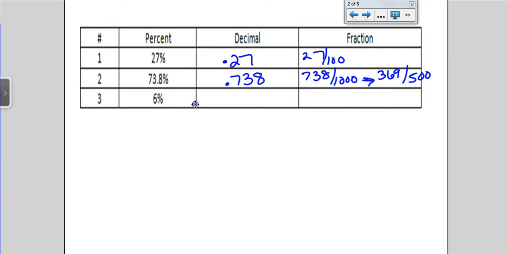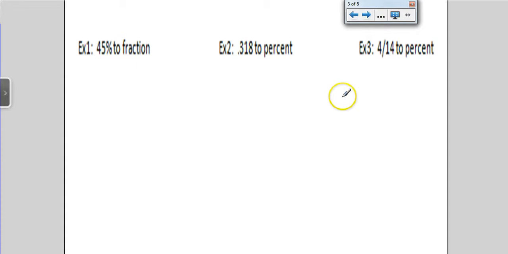My last example in this section has 6%. If I move this back 2 decimal places, we have 0.06. And then if I take that, that's 6/100ths, which I know reduces because they're both even. So you could either do it by hand or math enter enter on your calculator, and you're going to get 3 out of 50.